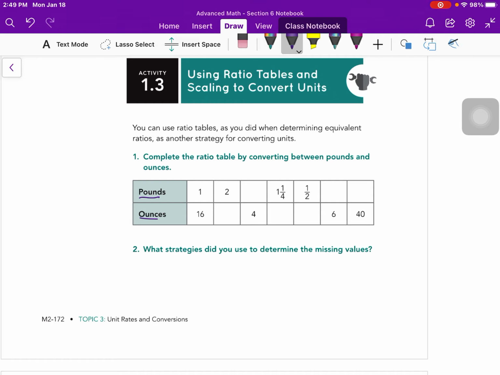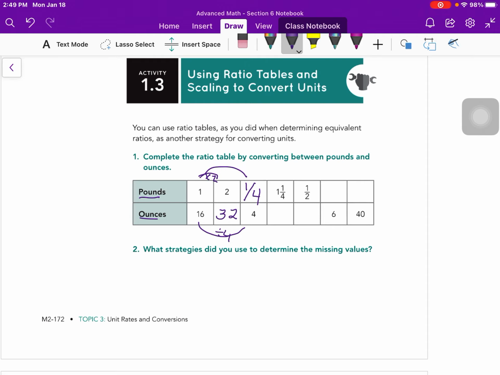Okay, hopefully you took some time to fill out this chart and see if you can figure it out. Let's see, a couple of things here. We can go 1 to 2. We times by 2 to do that. And so 16 times 2 would be 32. To go from 16 to 4, we would divide by 4. So 1 divided by 4 would be a fourth. Okay. What would I multiply a fourth by to get to 1 1/4?